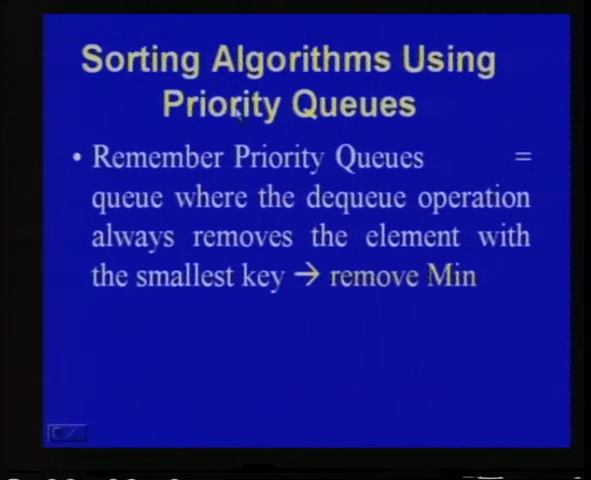So, there are some sorting algorithms which use a priority queue. In order to remember what a priority queue is, the dequeue operation always removes the element with the smallest key, or remove min. As you remember, you can have a priority queue based on remove min or remove max, it depends on what the application is, that is not a problem, but a priority queue is basically a sorted queue. So, that is why we are going to use a priority queue for two sorting algorithms.